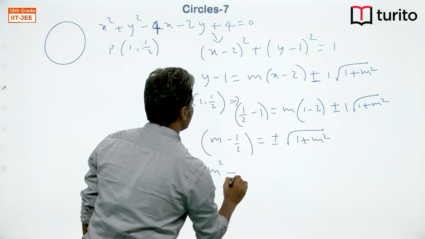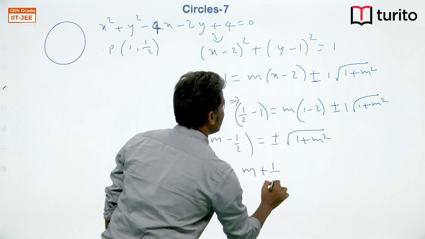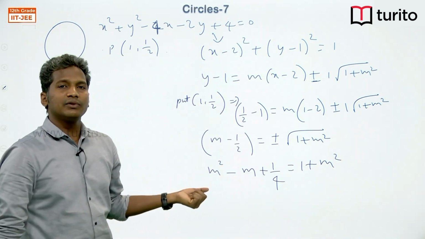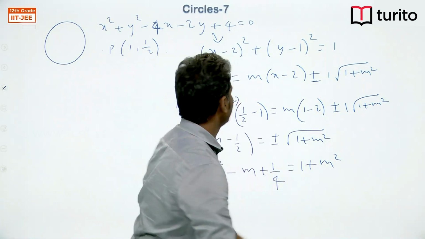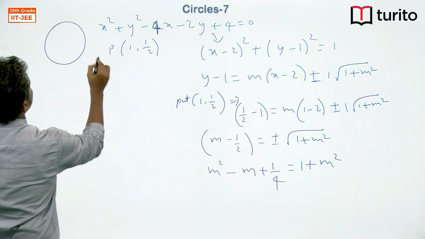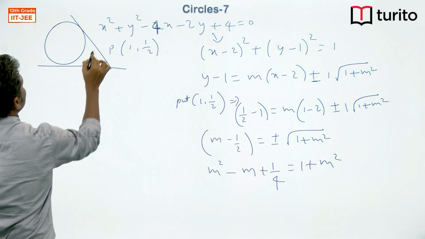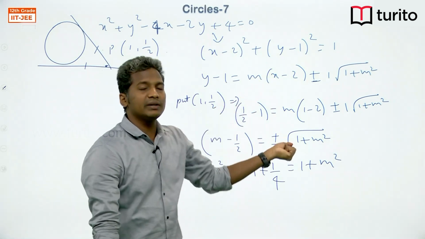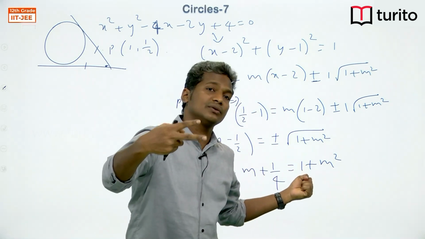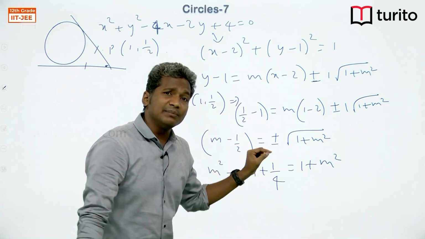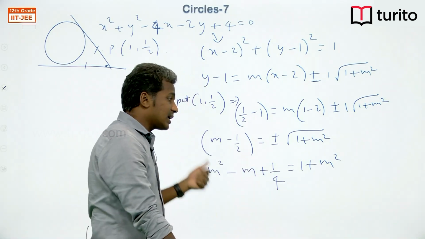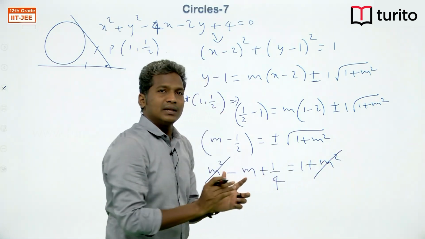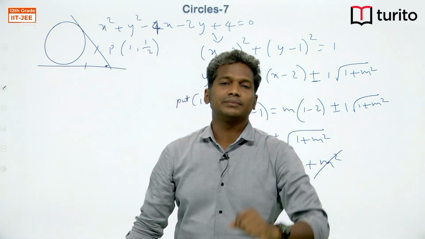So we get m square minus m plus 1/4 is equal to 1 plus m square. So from this equation, we are supposed to get two values of m. Okay, because if the point is outside, when I draw tangents, I generally get two tangents. That means if I solve this equation, I am supposed to get two different values of m. But if m square is getting cancelled, which is the case that we are solving now, that means you missed one solution.